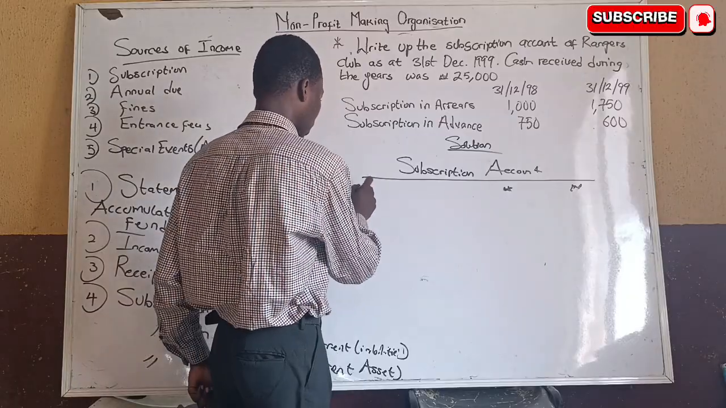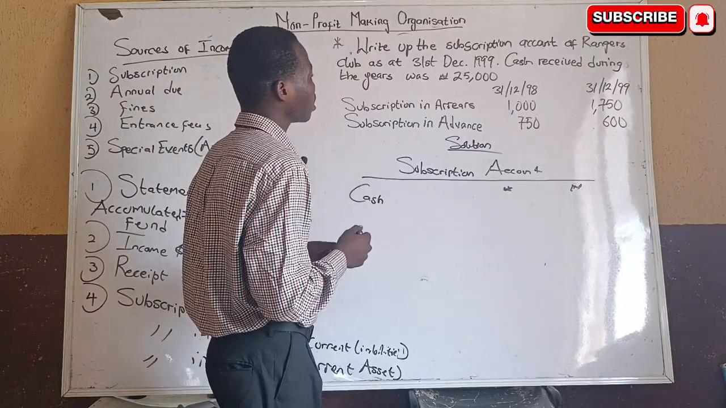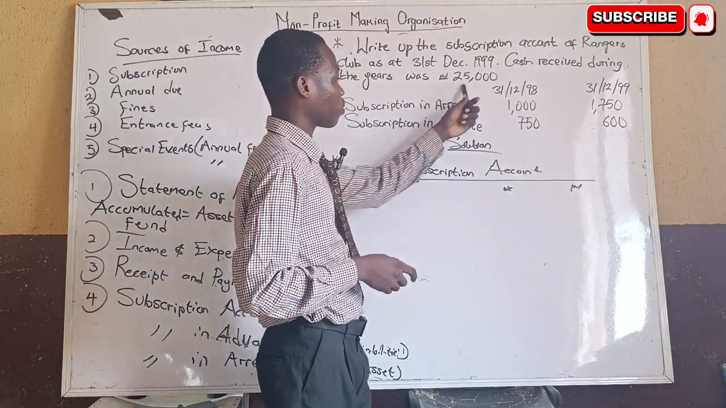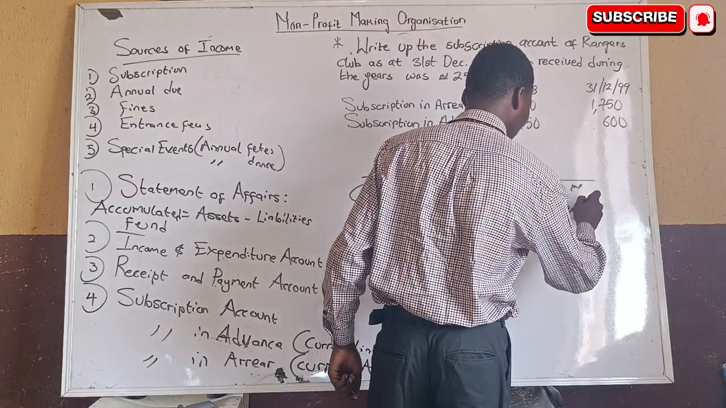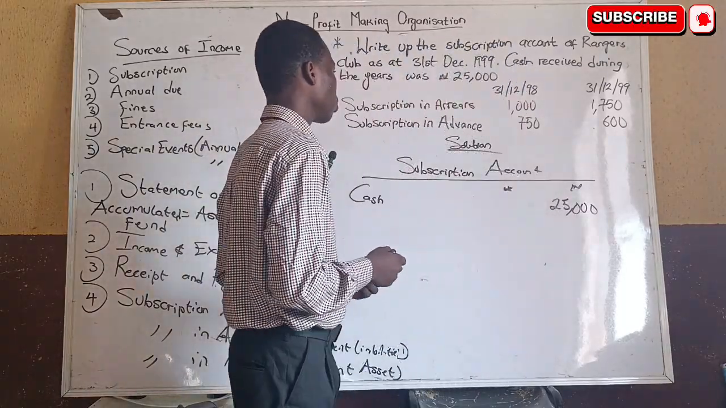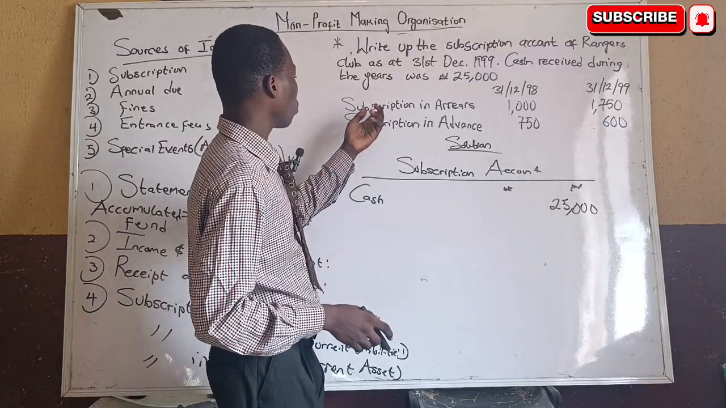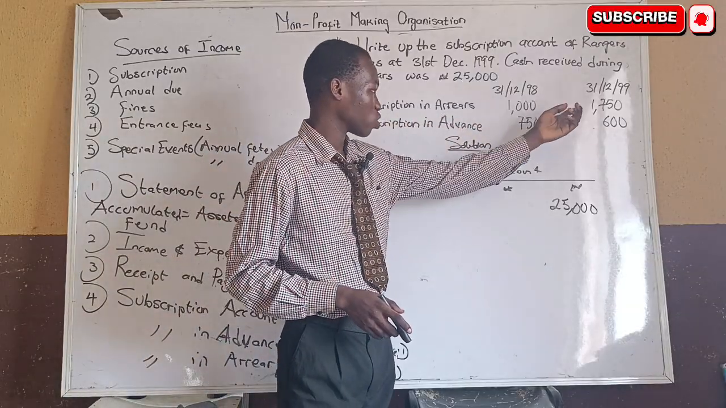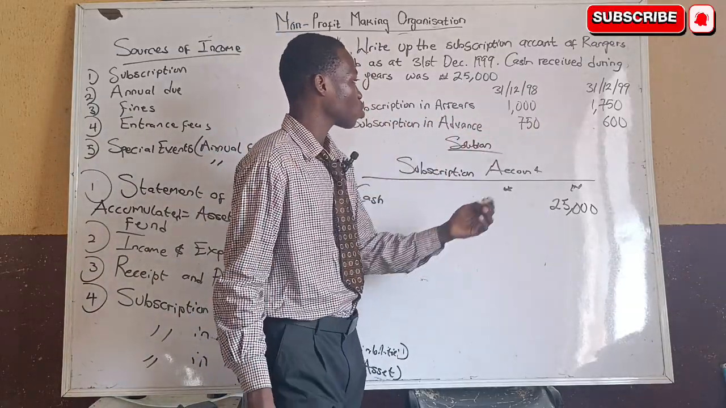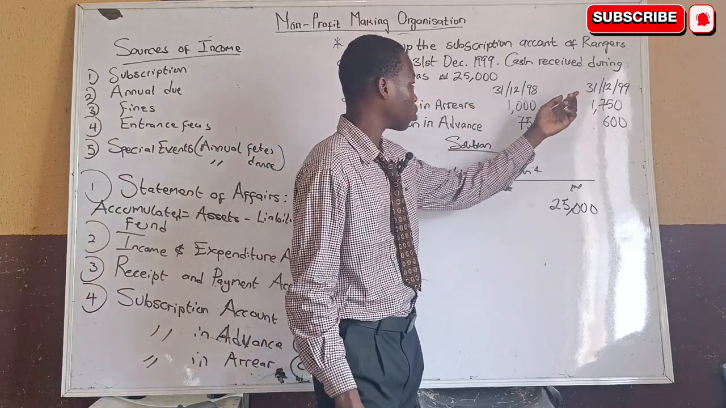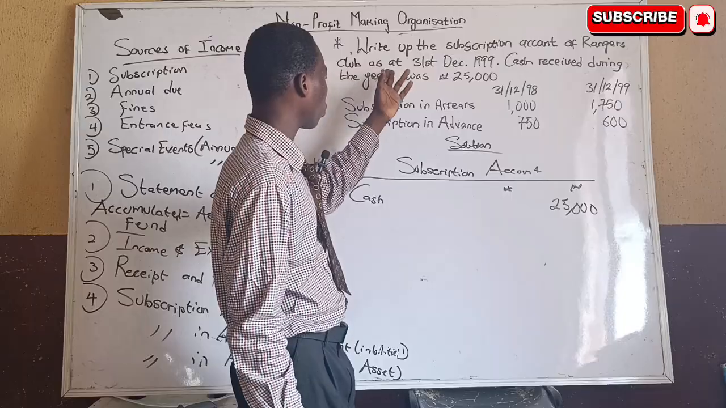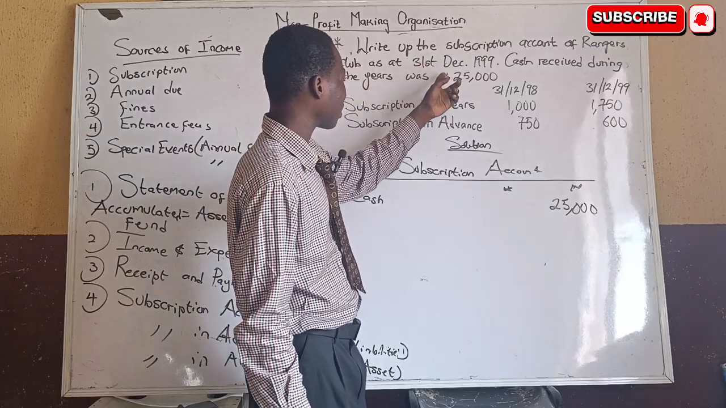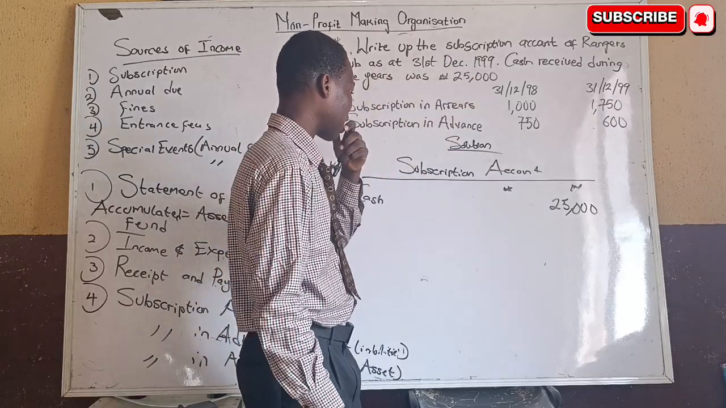Now we are going to start with the cash. The amount in our receipt and payment is 25,000 naira. So the subscription you received in cash, that is it. Now let's look at it together. We have subscription in arrears and we have subscription in advance. So this is at the beginning of the year, this is at the end of the year. But we are to write off the subscription account for Rangers Club for the year ended December 31st, 1999.